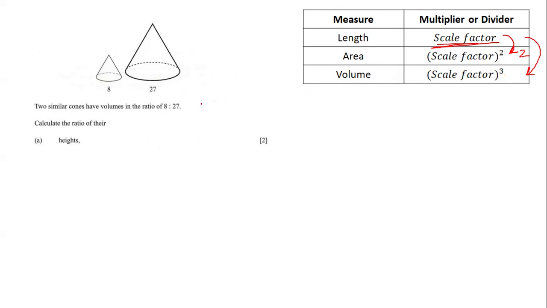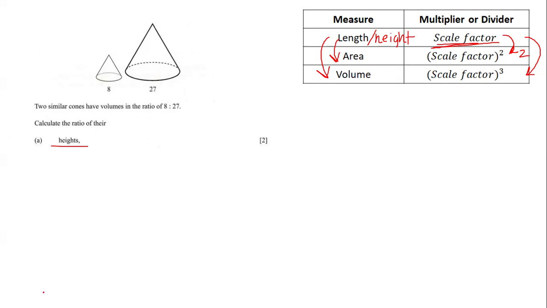Now, the question wants us to figure out the ratio of their heights. I know this table has length in it, but we can also use the word height. The same thing is true for the height scale factor. So, if we have the height scale factor and we want to figure out the volume scale factor, all we need to do is raise it to the power of 3. And if we want the area scale factor, all we need to do is raise it to the power of 2.